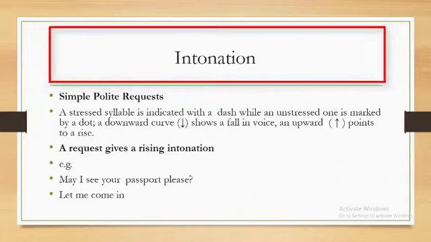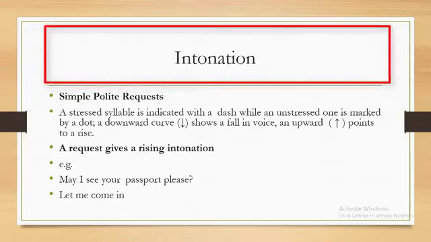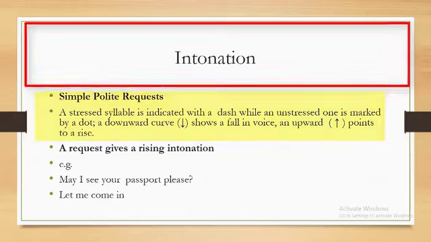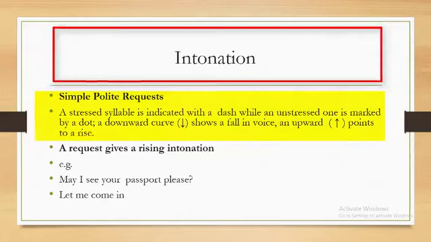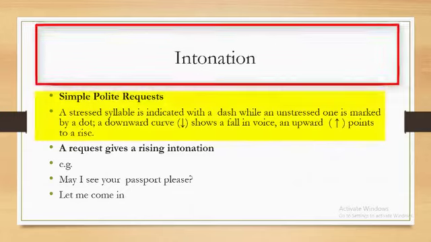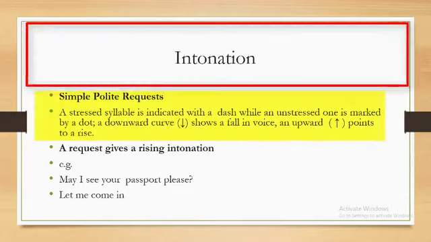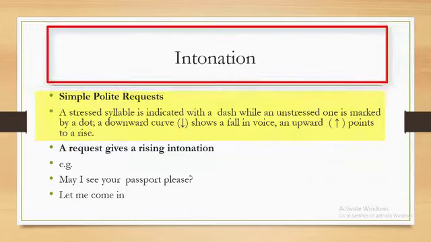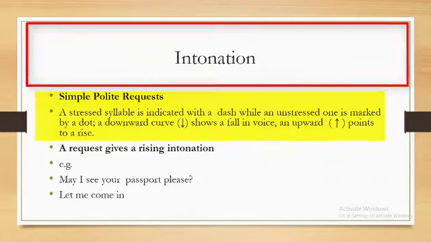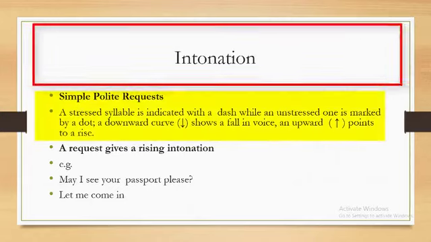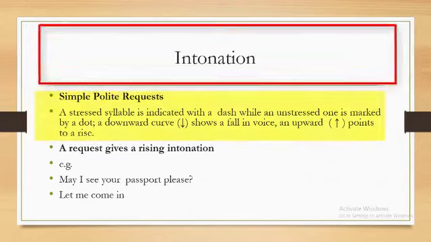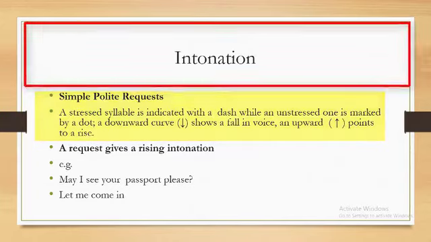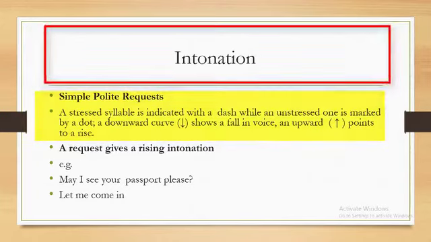Intonation. Now, we have what you call the rising tone, and we have what you call the falling tone. The rising tone is indicated with the arrow going up and the falling tone with the arrow going down. So when do we use the rising tone and when do we use the falling tone? You use the rising tone under the following conditions. When you are making a request, use a rising tone.